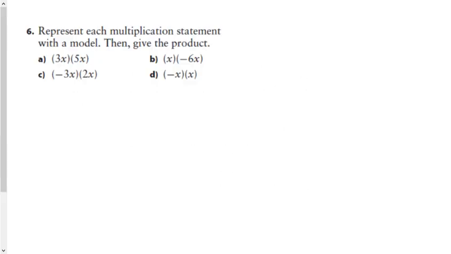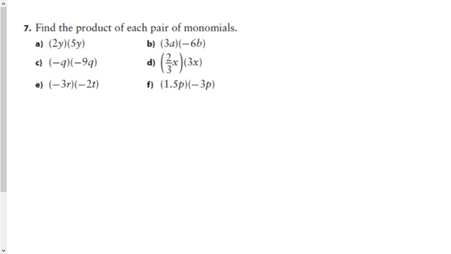Question 6 says represent each multiplication statement with a model. So again, we're going to do B and D. So we didn't do 6. Okay, we'll skip it around then. Question 7 says find the product of each pair of monomials. So for question 7, you didn't have to model it.